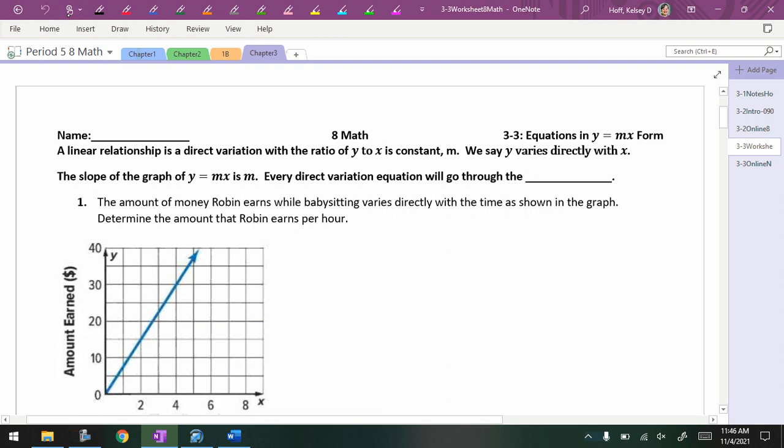Guys, you did a good job collecting your slope and making sure that you were confident in everything you were doing. Okay? Slope is so important, and we're going to continue to work with it today.